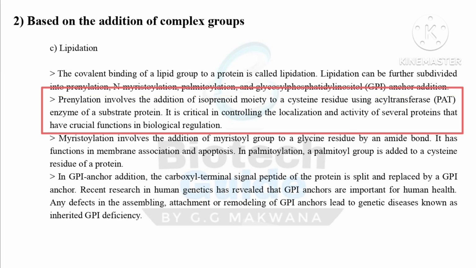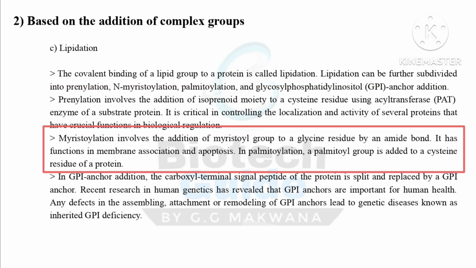First, prenylation. Mechanism: addition of an isoprenoid moiety to a cysteine residue using a transferase enzyme, and it plays a critical role in controlling the localization and activity of several proteins. It has a crucial function in biological regulation. So this is prenylation. Then myristylation involves the addition of a myristoyl group to a glycine residue by an amide bond, and it has an application in membrane association and apoptosis.